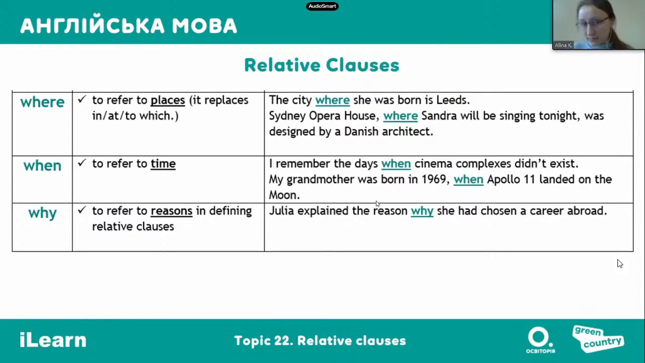Surely we have when to refer to time. For example, I remember the days when cinema complexes didn't exist. Yes, when, the days when. And why? We use it to refer to reasons, but only in defining relative clauses. For example, Julia explained the reason why she had chosen a career abroad.